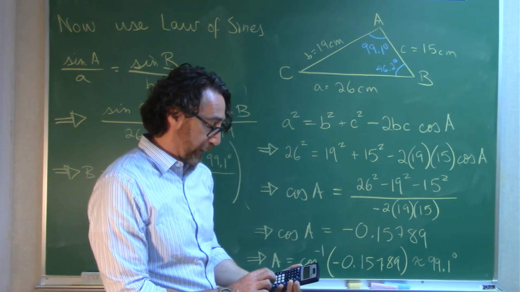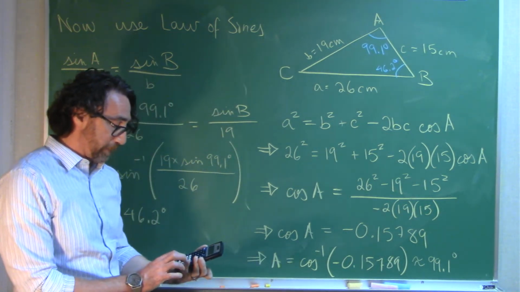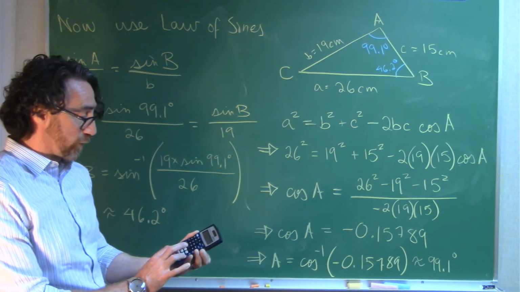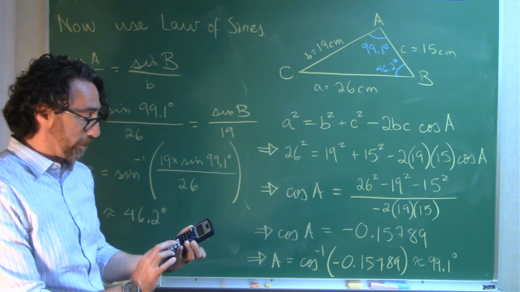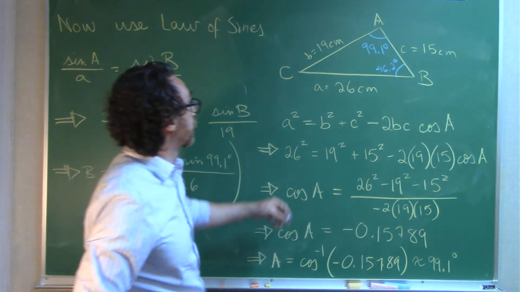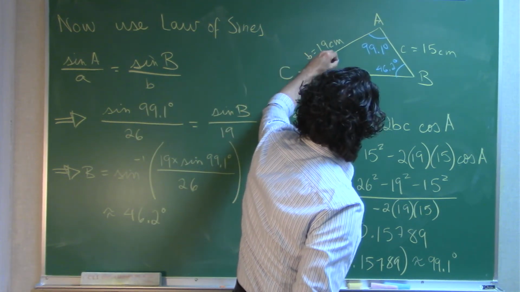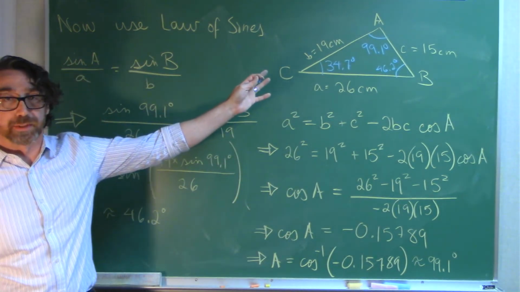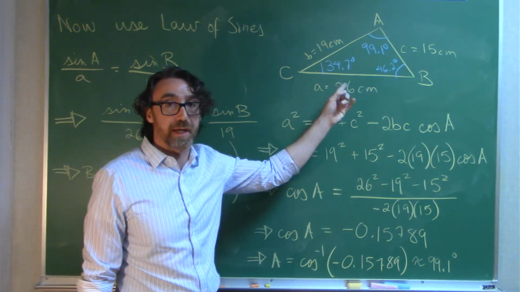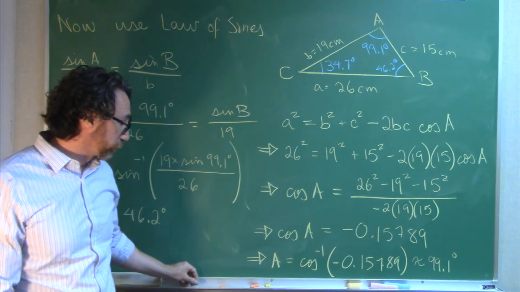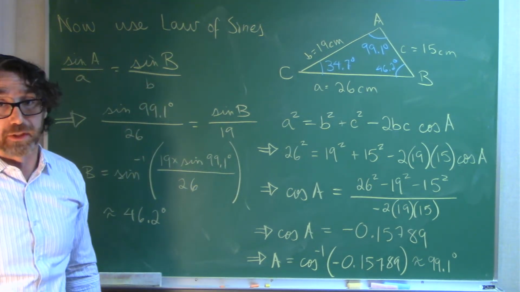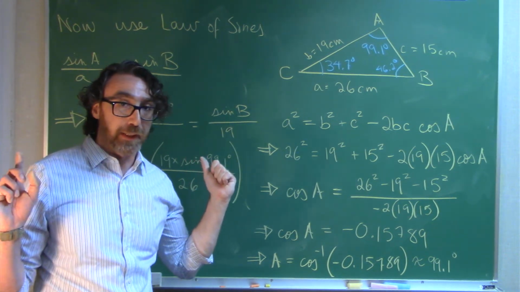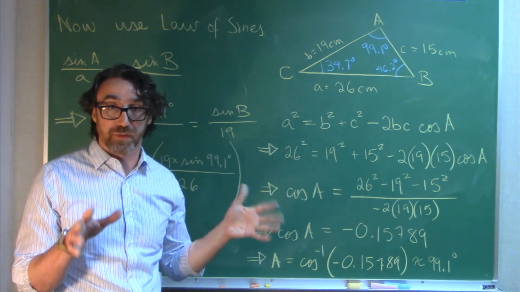So we can take 180 minus 99.1 plus 46.2. And I'm getting that this is 34.7 degrees. Okay, and of course we can always check our work. We can add up all those angles and make sure it's 180.